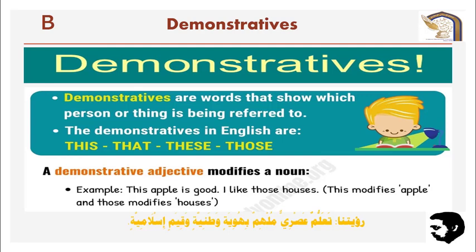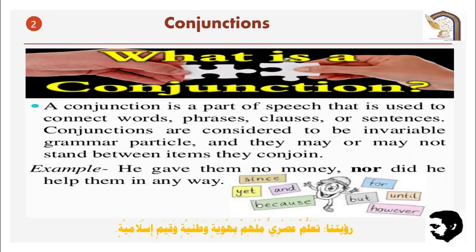Now let's move to the second cohesive technique. The second cohesion technique is using conjunctions. You can say linking words. A conjunction is a part of speech that is used to connect. Connect what? Words, phrases, clauses, or sentences.